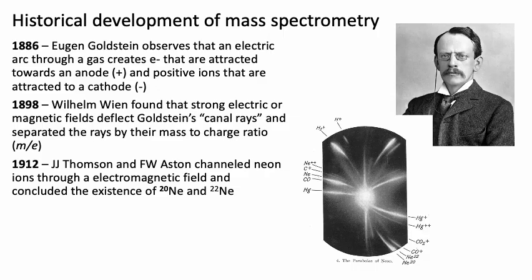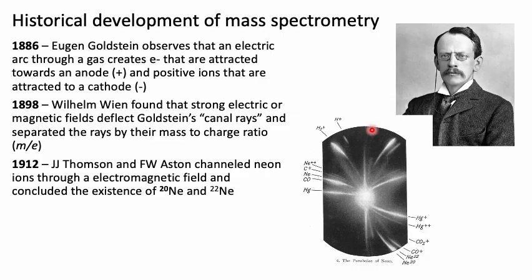And Goldstein actually did experiments where he applied a magnetic field, and he claimed that he couldn't deflect the beams, which is why he said that they were rays and not particles. But he clearly did his experiments wrongly. So the next major development was in 1912, when J.J. Thomson and F.W. Aston channeled neon ions through an electromagnetic field, and they then channeled them onto a photoplate.